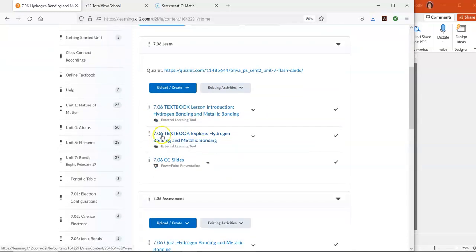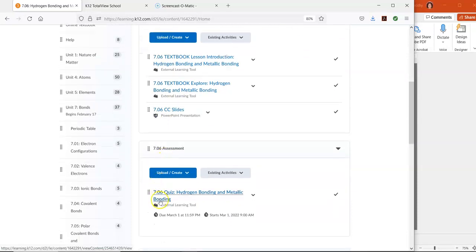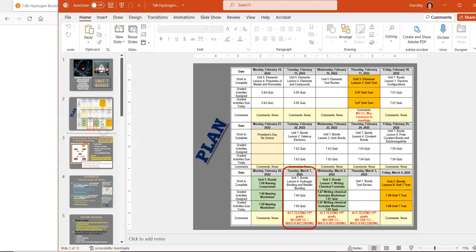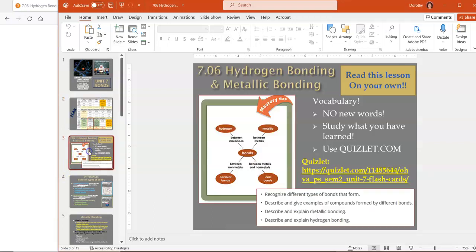Make sure that you have read the textbook Explorer, Hydrogen Bonding and Metallic Bonding, and I did post the CC slides if you want them, and then when you're done, make sure that you do the quiz. So let's go ahead and go through our slides today. It is March 1st, lesson 7.06. Remember, I'm ACT testing. That's why we're doing a recording today.